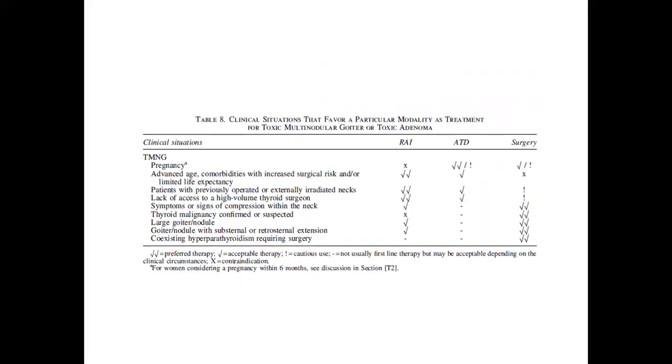So, as we discussed, clinical situations that favor a particular modality is the treatment for the toxic multinodular goiter or the toxic adenoma. In case of pregnancy, antithyroid medications are preferred, while patients with advanced age, comorbidities, with increased surgical risk or limited life expectancy, then iodine therapy should be considered as the first treatment option. Patients with previously operated or externally radiated necks, then iodine is the preferred choice. And if there is coexisting hyperparathyroidism requiring surgery, then surgery is the first line treatment modality.